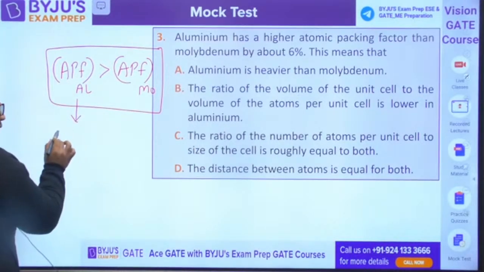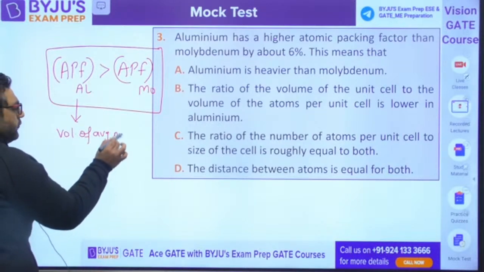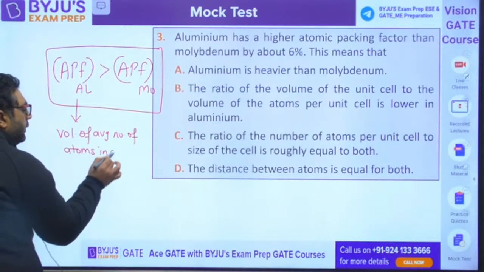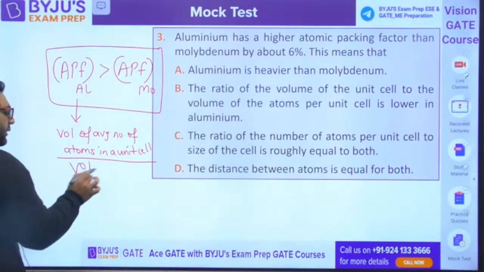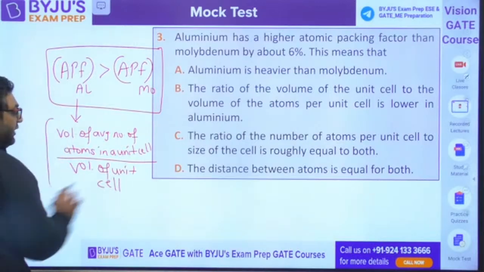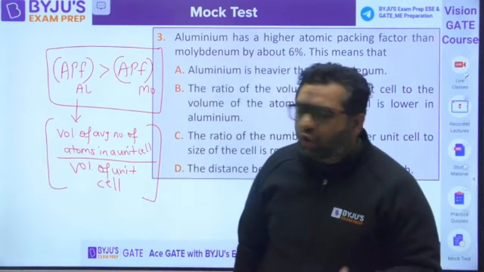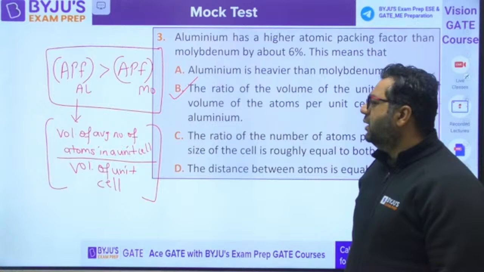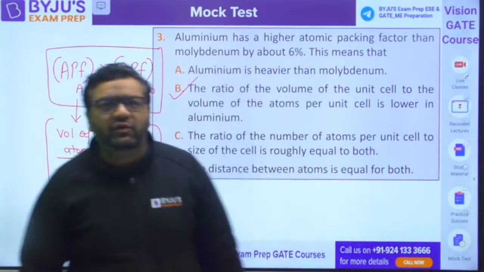APF is nothing but the volume of the average number of atoms in a unit cell, and then we have the volume of the unit cell. So this is telling how much part of a unit cell is filled with the atoms. If they are saying aluminium has a higher APF, then obviously the inverse will be less for aluminium. So yes, the second option is saying the same. The inverse of this will be more for molybdenum. Yes, it will be. So the answer will be B, not A.